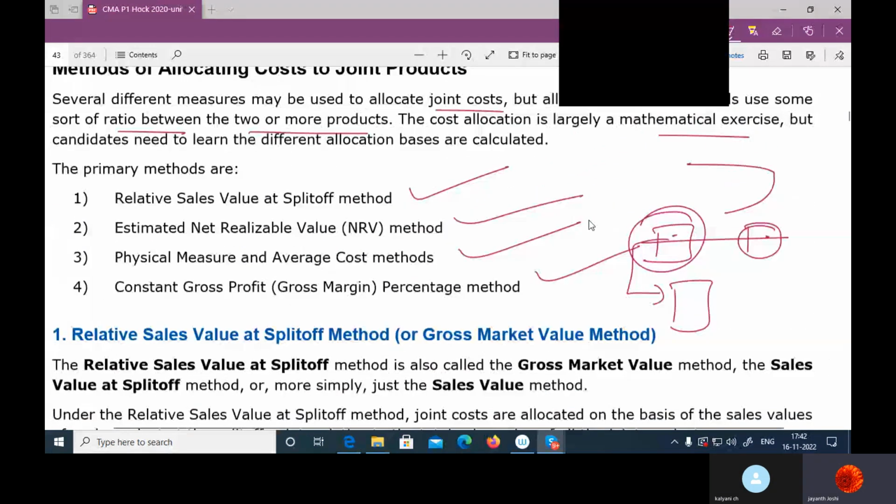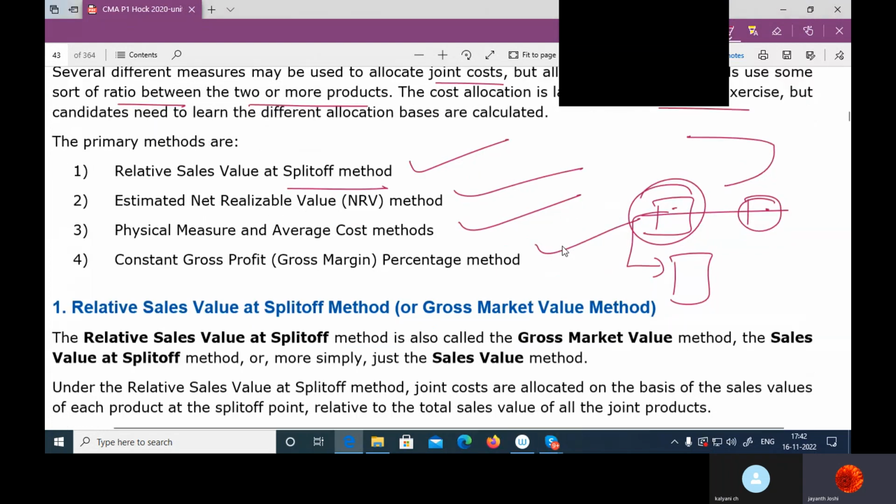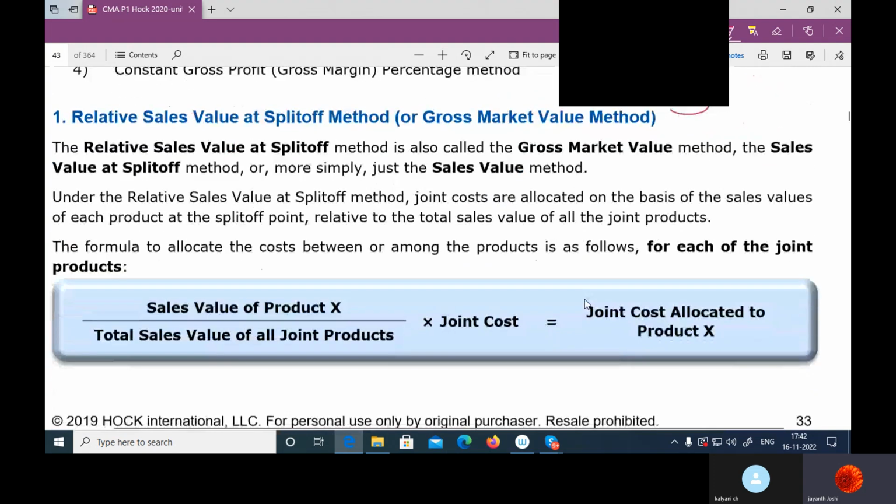So let's see the first method, which is relative sales value at split off method. Split off point is the point where the two products get split from the same process, correct? Yes, sir. Now we'll see what this relative sales value at split off method is all about. It is also called gross market value method, the sales value at split off method, or more simply, just sales value method.